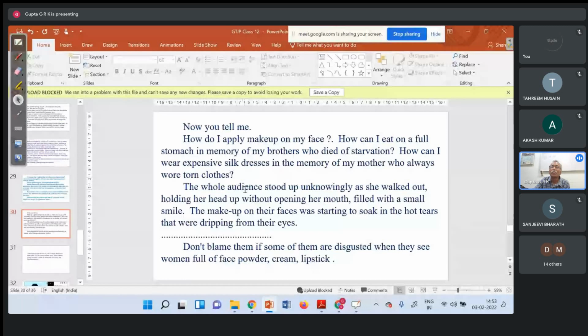The whole audience stood up unknowingly as she walked out, holding her head up without opening her mouth, filled with a small smile. The makeup on their faces was starting to soak in the hot tears that were dripping from their eyes. Don't blame them if some of them are disgusted when they see women full of face powder, cream, and lipstick.